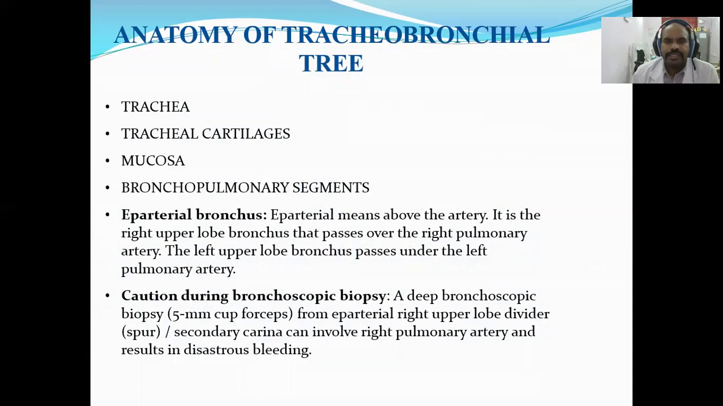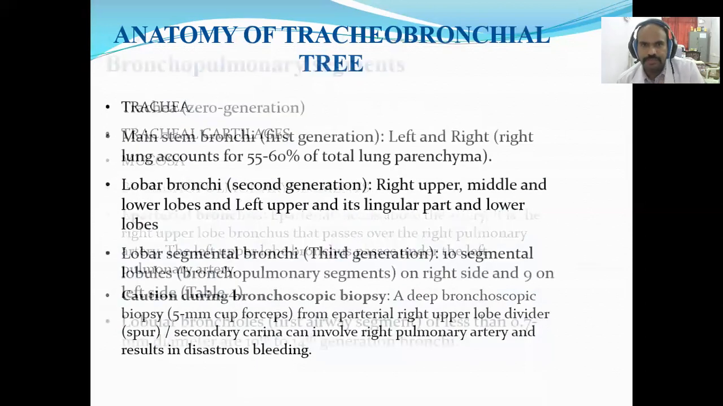The epitracheal bronchus means above the artery. It is the right upper lobe bronchus that passes over the right pulmonary artery. The left upper lobe bronchus passes under the left pulmonary artery. Caution during bronchoscopic biopsy, applied anatomy: a deep bronchoscopic biopsy, more than 5 mm with cup forceps, for the epitracheal right upper lobe bronchus divider or the secondary carina can involve the right pulmonary artery and result in disastrous bleeding. So when you are taking a biopsy from the epitracheal bronchus, especially from the right upper lobe, you have to be very cautious.